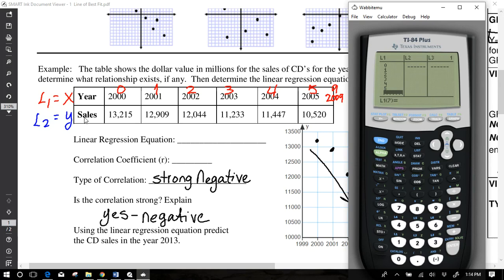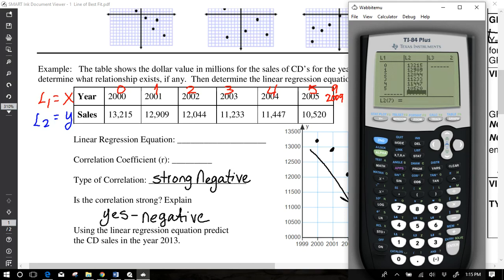Now let's go over to L2 and type in our sales. Notice that year 0 is the first X value and 13,215 is the first Y value. In the table, those have to be side by side with each other. And also, I'm not going to type in the comma. And then, so 13215 and hit enter. I'd like for you to go ahead, pause the video for a second, and then you finish typing in all the Y values into your L2 column.